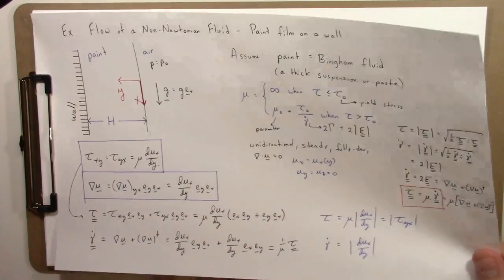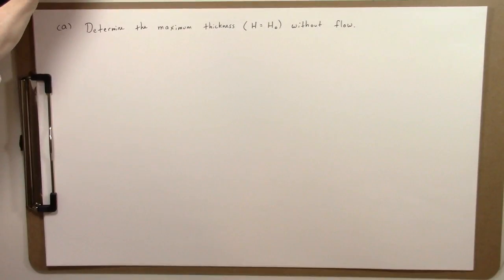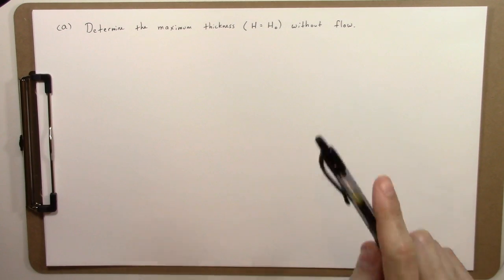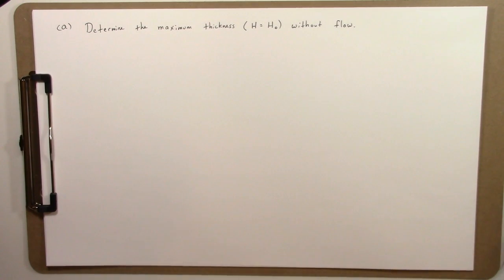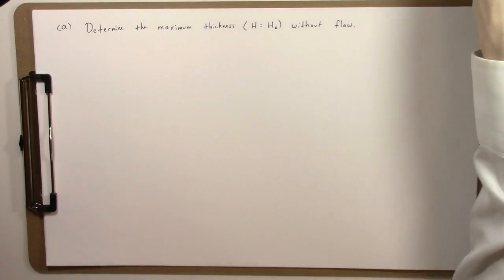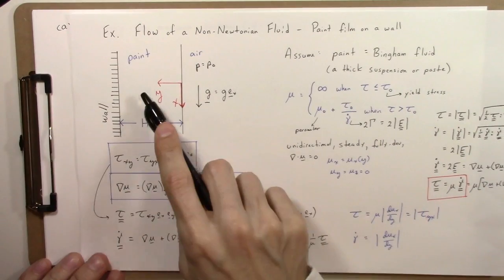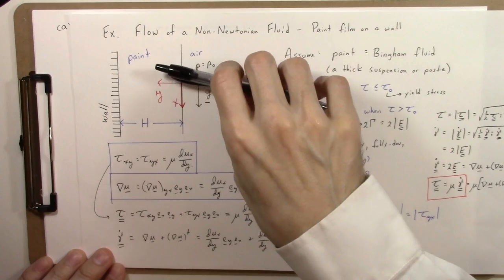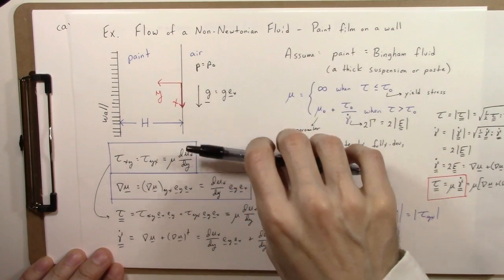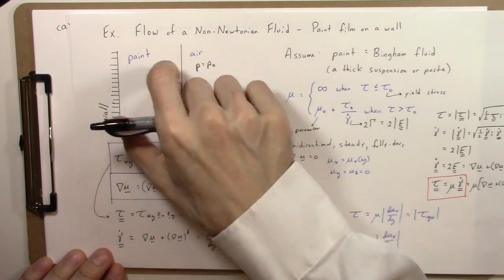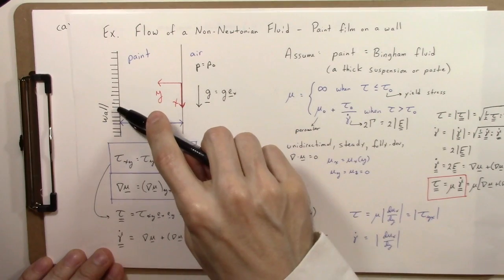So the first part of this problem is to determine the maximum thickness, which we'll call H equals H naught, without flow. So we recall we have to exceed the yield stress. So what happens physically? Well, the thicker and thicker this film is, the greater the influence of gravity will be. The force from gravity is going to be pulling down. So the thicker this is, the highest stress will be at the wall.